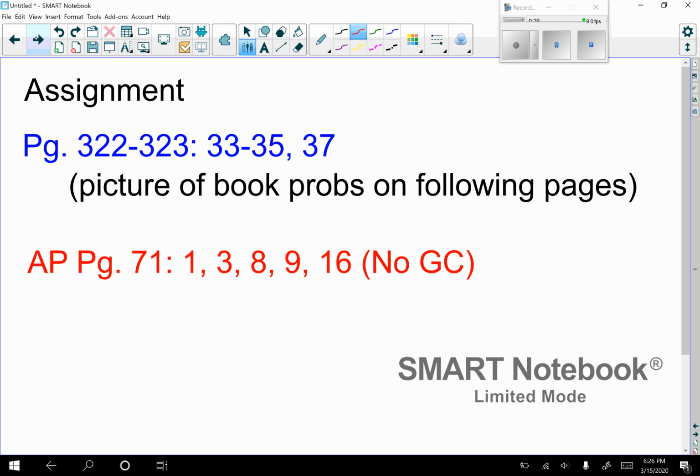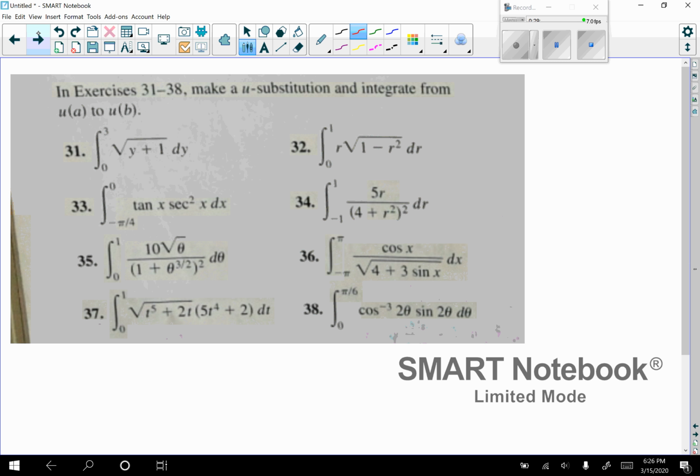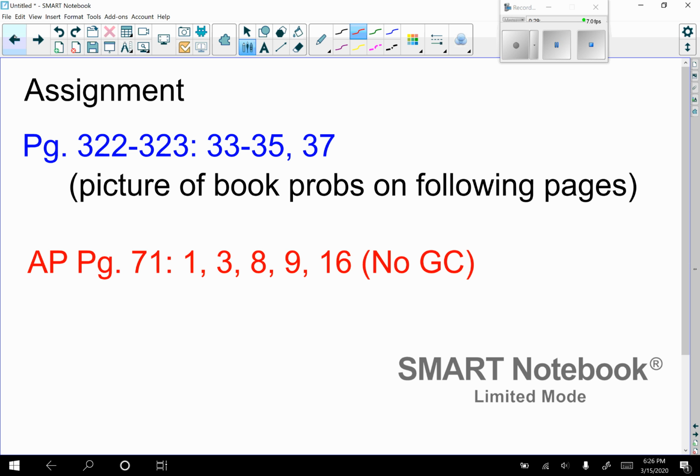Here are your homework problems. I took a picture of it on the next page, just in case you guys didn't happen to get a chance to take your books home. So these are the problems: 33 through 35, 37, and try these AP problems.